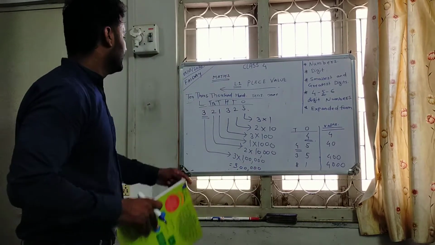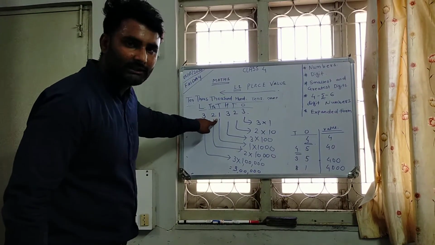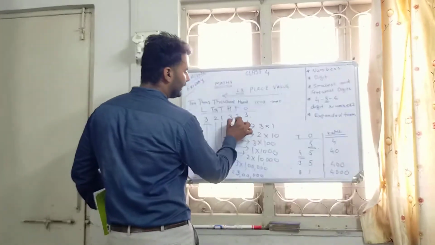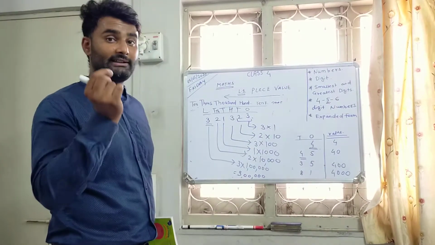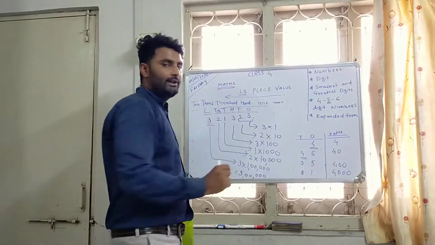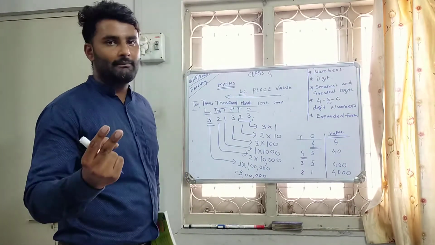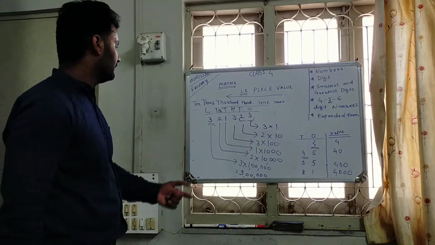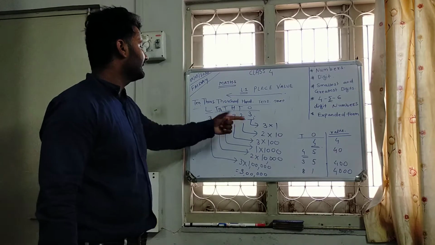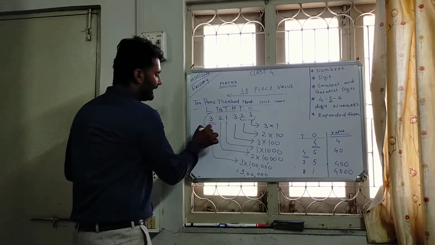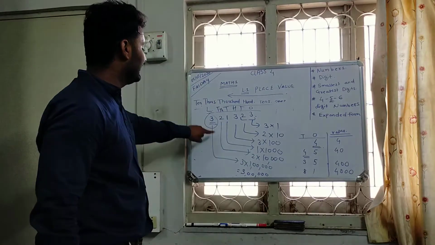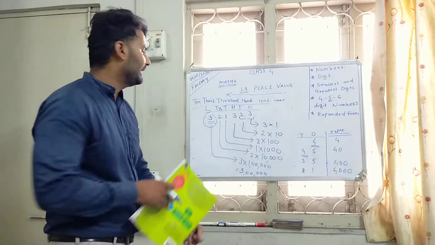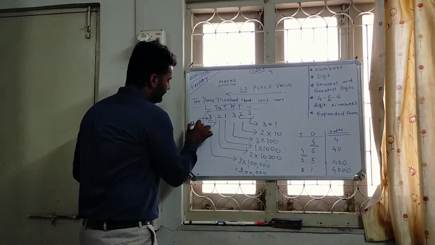How can I read it? 3,21,323. We have to read the last 2 digits together, that is 23. This is a very important topic. 3,21,323 is the number, and the underlined digit is 3 lakh. Its place value is 3 lakh and its face value is 3.